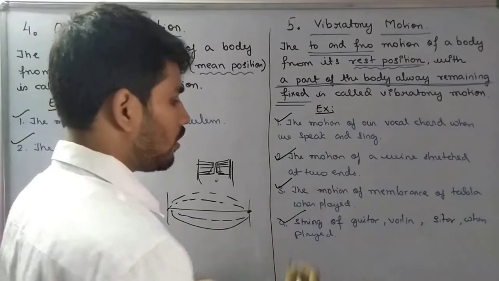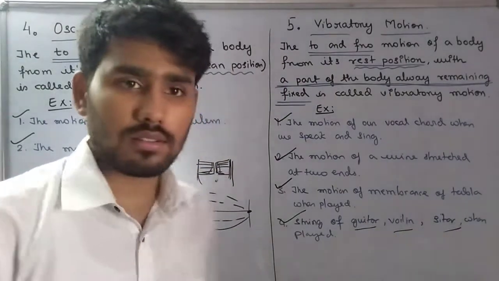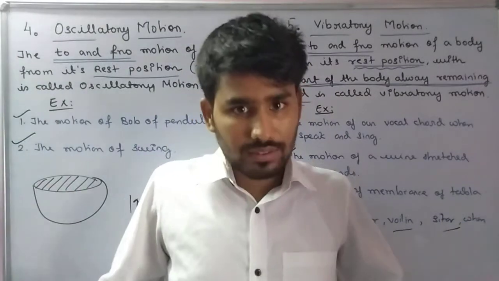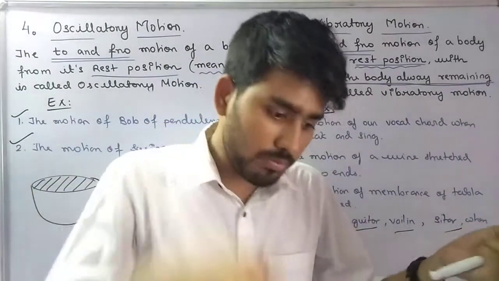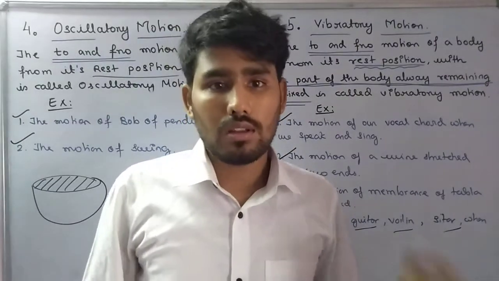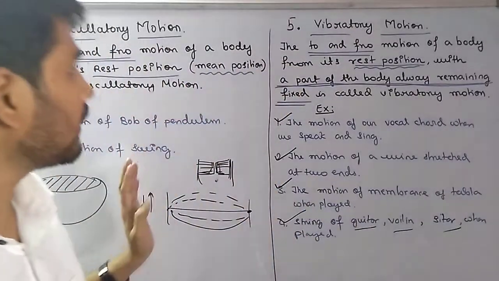And the same is true for musical instruments like guitar, violin, sitar. The wires are stretched between two ends and you use a plectrum. Vibratory motion. The ends of the wire are fixed. Is it clear?